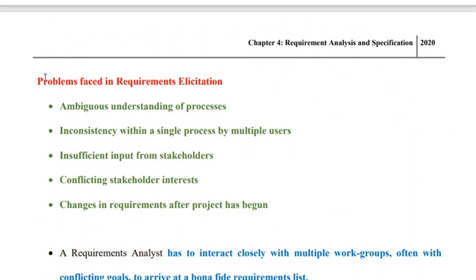Now, problems that may be related to requirement elicitation.